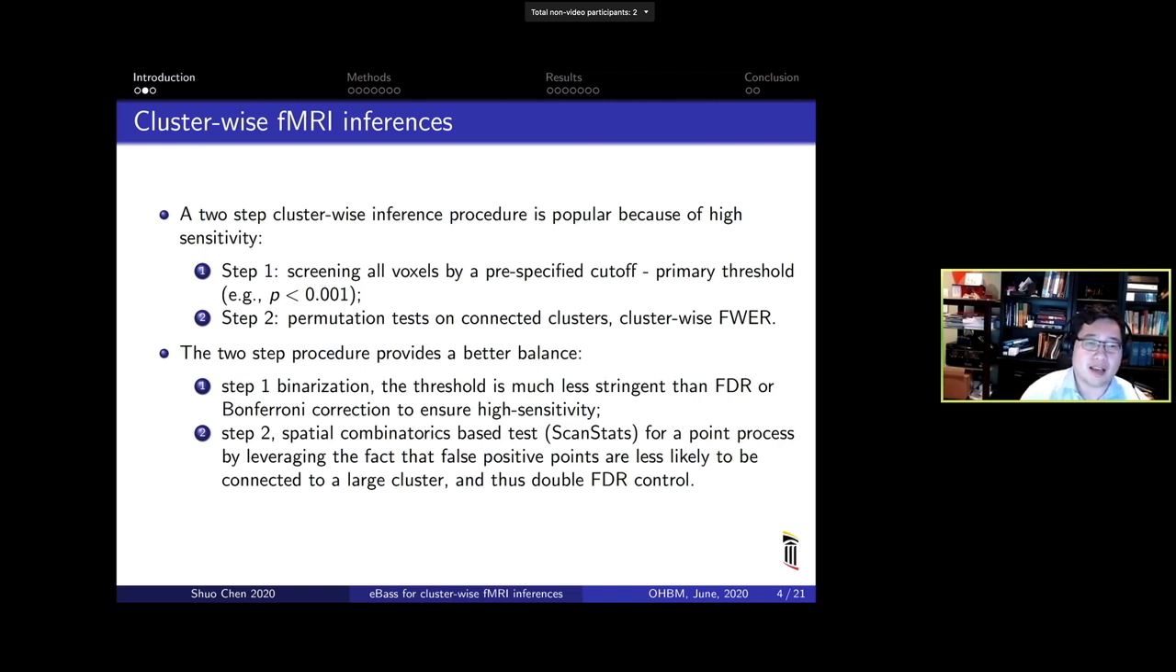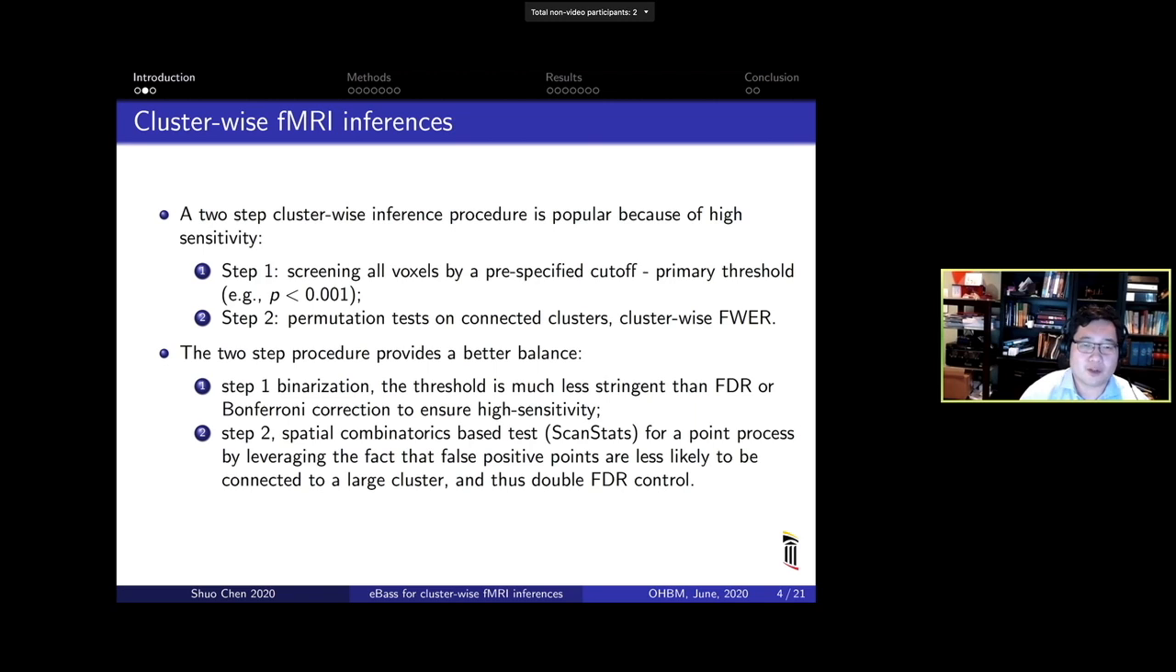And then at the second step, you can perform permutation tests on connected clusters. Essentially, if a set of voxels are adjacent to each other, you consider them a cluster. So you can do the cluster-wise family-wise error rate control by doing the permutation test. And the reason that the two-step procedure provides a better balance than the one-step FDR method or traditional multiple testing methods is that this provides a kind of double level of FDR control.